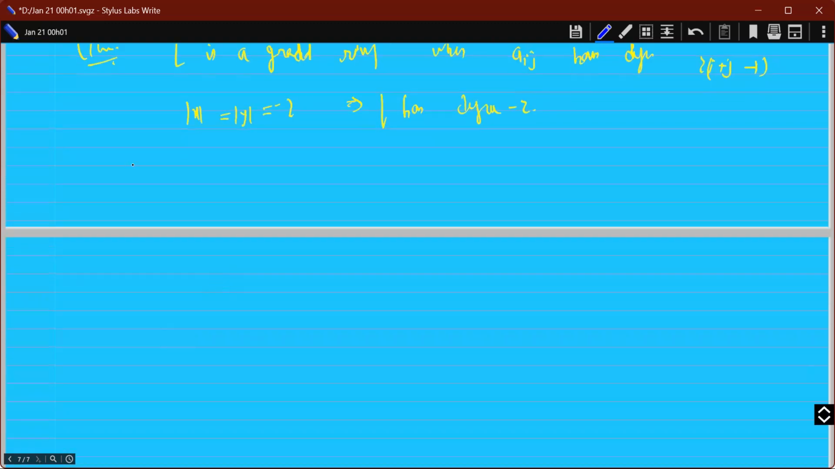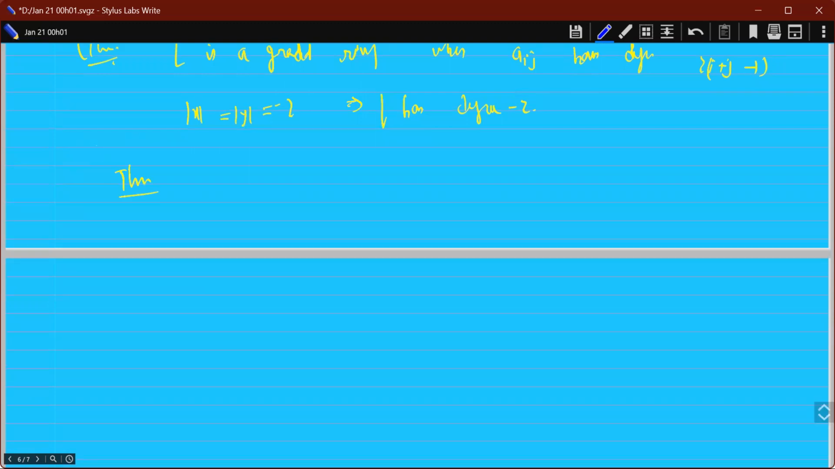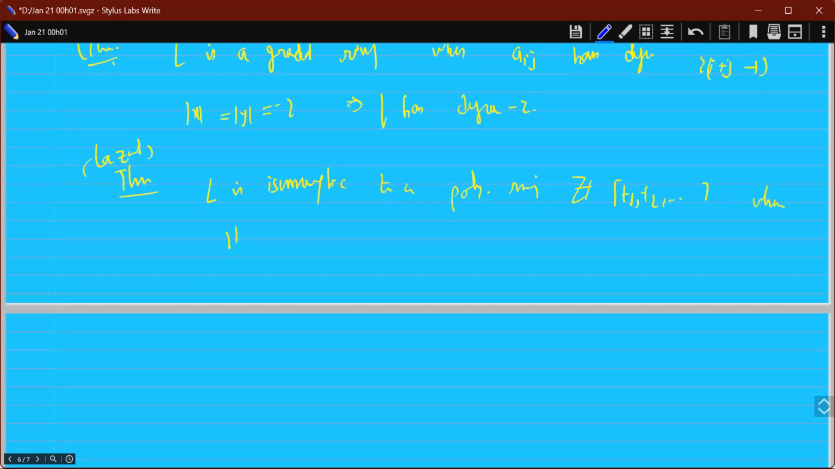Now let me state the main theorem. This is Lazard's theorem, and this is what I want to prove. L is isomorphic to a polynomial ring, where each T_i has degree.